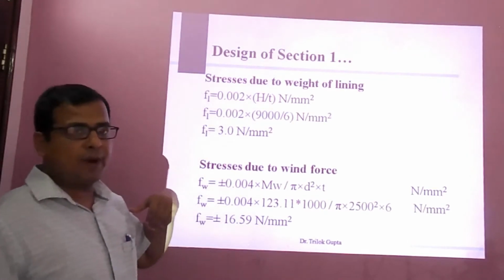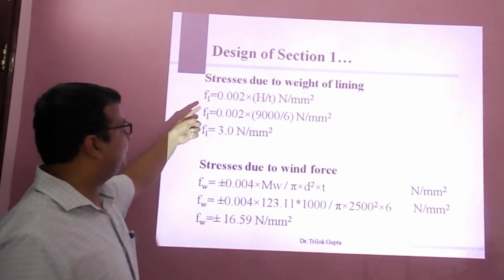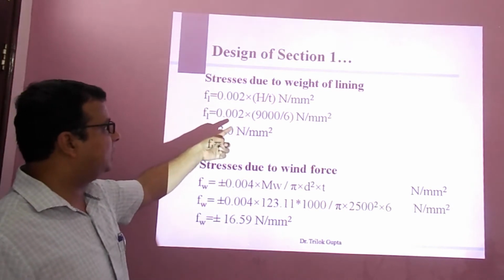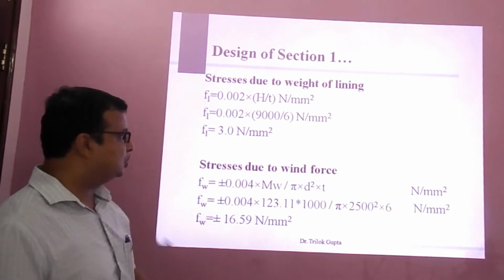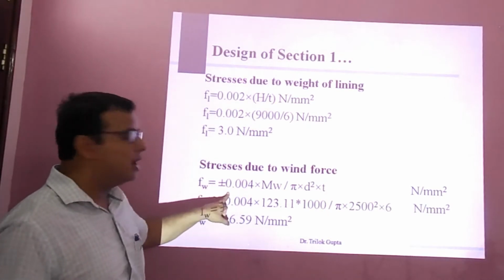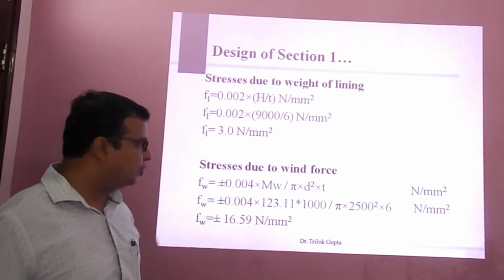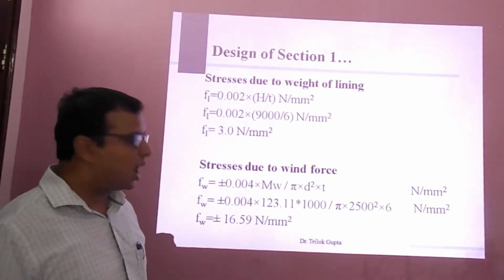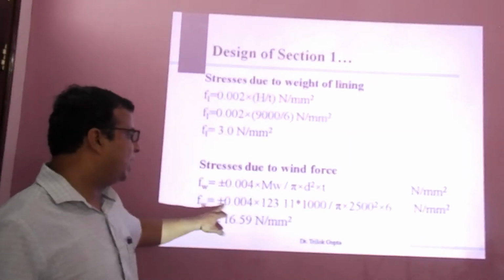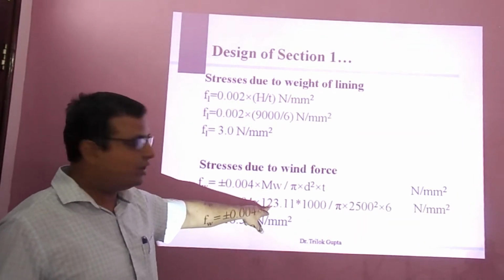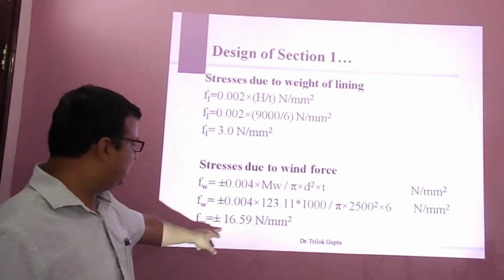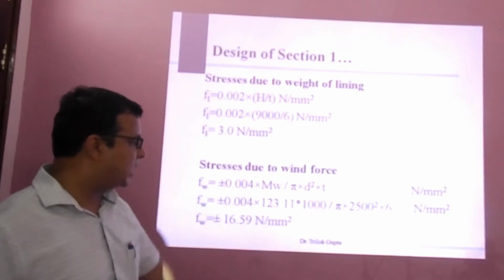This is the third part of our steel chimney. So 0.002 into H upon T, that will be 3 Newton per mm square, and stresses due to wind force, that is plus minus 0.004 into Mw upon pi d square into t. So we have put all the values. We have already calculated this in the previous video, and that will be plus minus 16.59 Newton per mm square.